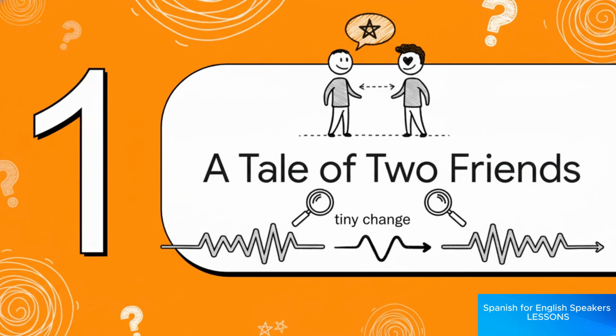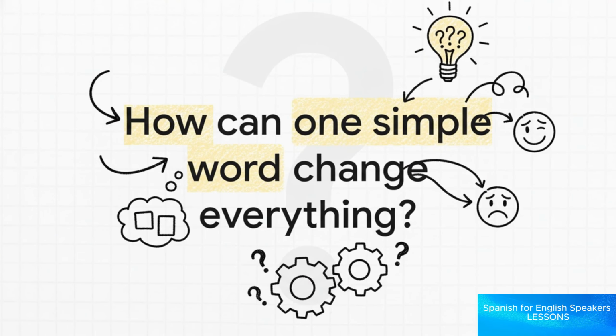So let's start with a little story, a classic example. Imagine you're introducing a friend. In English, it's pretty straightforward. But in Spanish, oh man, where you put just one word can completely change the story you're telling. And this really gets us to the heart of the matter, doesn't it? How can one single, simple word totally alter the reality of what you're trying to say?